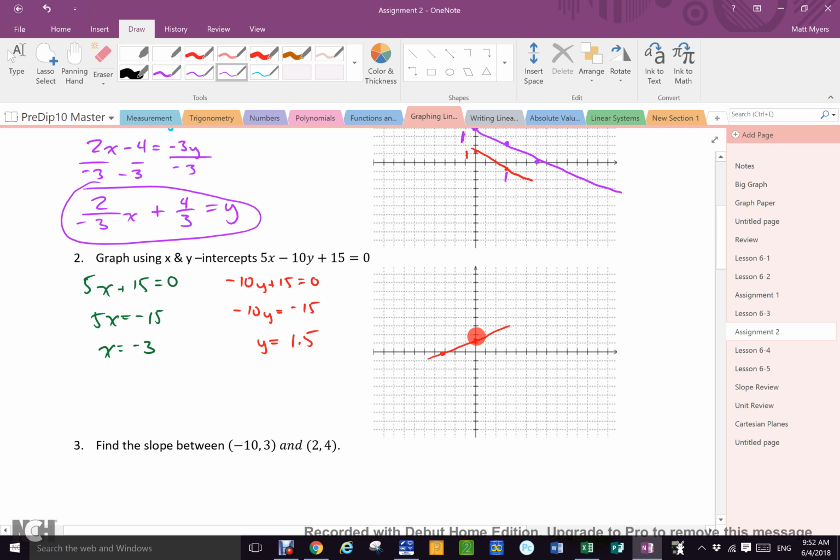1, 2, 3 for the y-intercept, because that's 1.5. And out here, you went out how far? You would have to go how far if you scaled this? 6. 1, 2, 3, 4, 5, 6, right there. And of course, you would have noticed that you get the same slope.